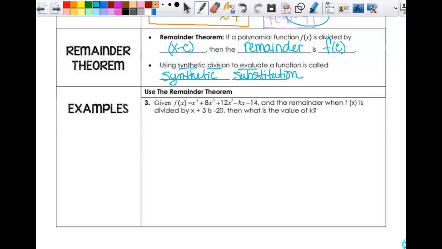All right. So since it says the remainder when f of x is divided by x plus 3 is negative 20, then this x plus 3 I know gives me that x equals negative 3. So what is f of negative 3? Negative 20, right? So they're telling me the answer, basically. If I evaluated it at negative 3, I'd get negative 20. Well, knowing that, then I can find k.